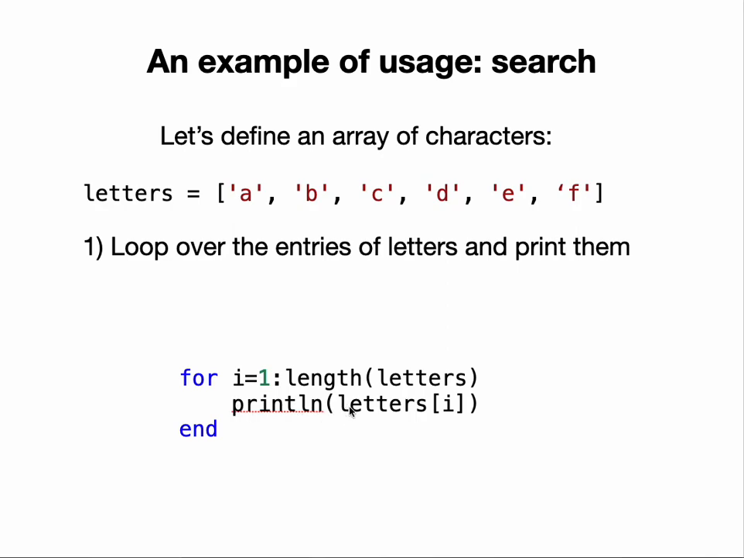And then you print the letter of position I. So it will print A, B, C, D, E, F. That's a basic usage of a loop.